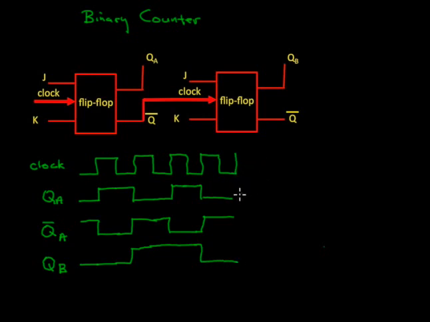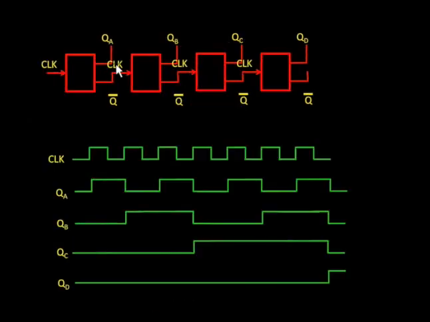Notice that QA changes at half the frequency of the clock. For example, if the clock is changing at 8 pulses per second, the waveform at QA is half that speed, or 4 pulses per second. And QB is half QA, or 2 pulses per second.